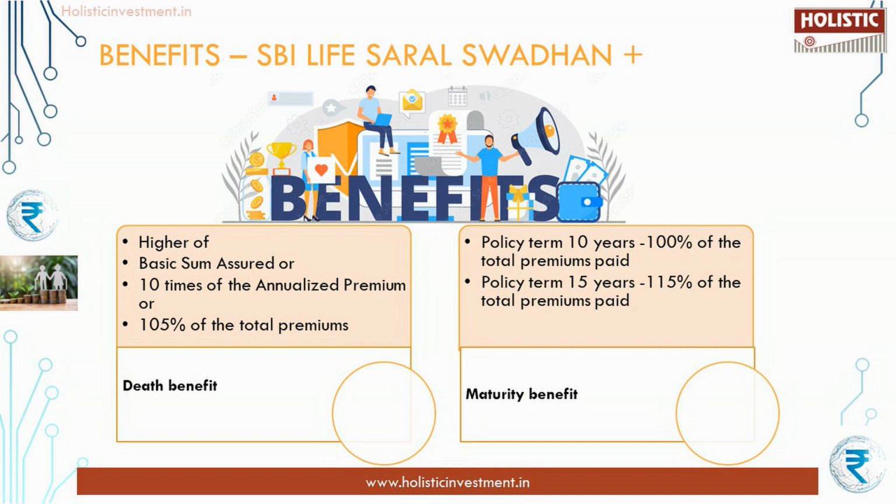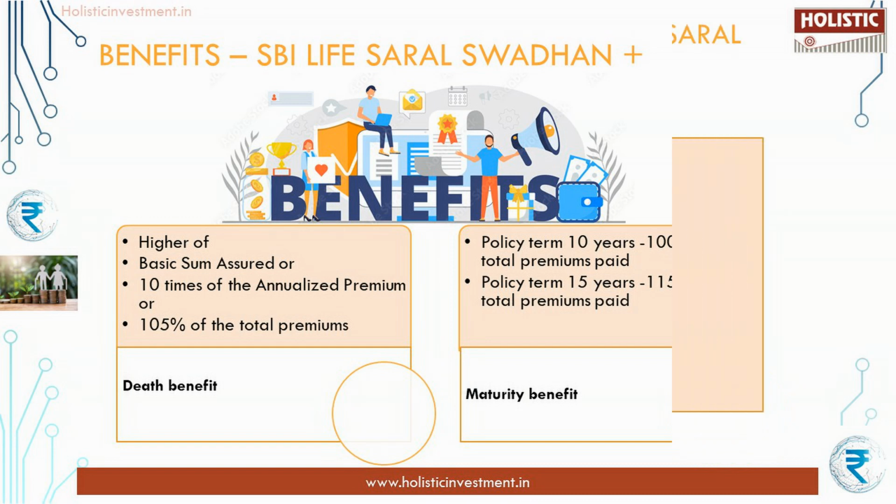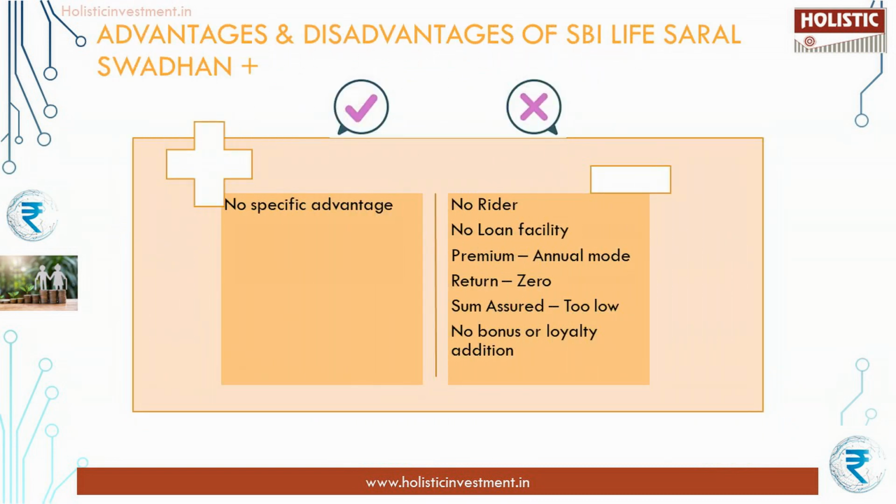Next, maturity benefit. On survival till the end of the policy term chosen, the following maturity benefit will be payable to you. If the policy term is 10 years, 100% of total premiums paid is returned as maturity benefit. If the policy term chosen is 15 years, 115% of total premium paid is returned as maturity benefit. SBI Life Saral Swadhan Plus does not offer any other benefit other than returning the total premium paid.